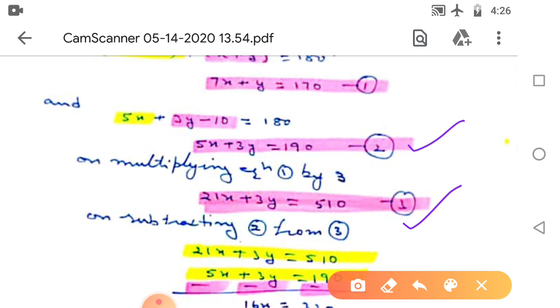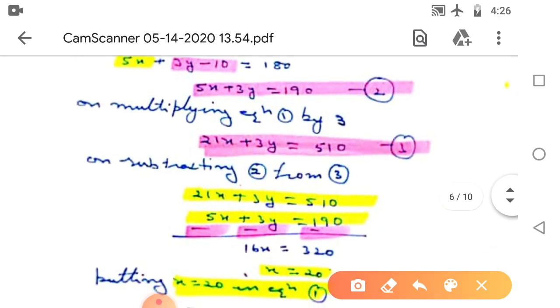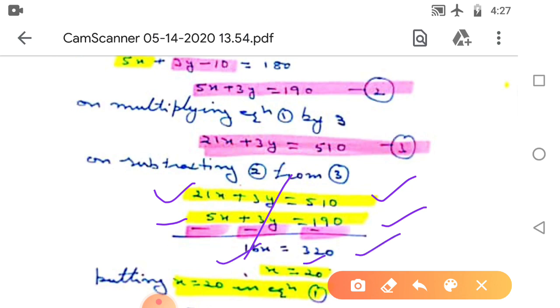So on subtracting equation 2 from equation 3, look here, equation 3 is 21x plus 3y is equal to 510, and 5x plus 3y is equal to 190. Okay, so 3y is gone, we are subtracting, change the sign here, 21x minus 5x becomes 16x is equal to 320, and the value of x comes 20. The value of x is 20.